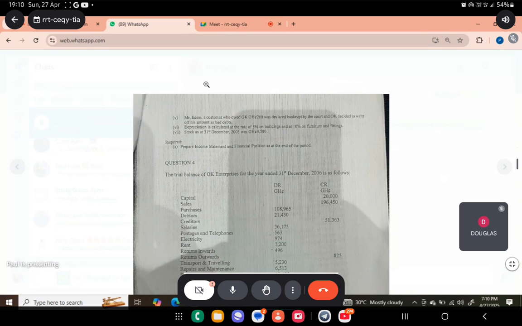Now, the sixth one is saying that depreciation is calculated at a rate of 5% on building and 10% on furniture and fittings. And the seventh additional information is saying that stock as at 31st December 2003 was 4,580. So that's the closing stock, closing inventory. Okay. Please, do you have any question?